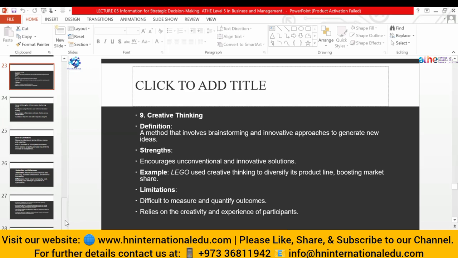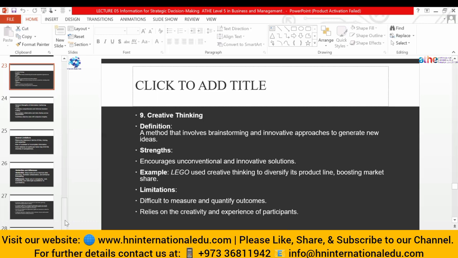Example: Lego used creative thinking to diversify its product line, boosting its market share. Why did they use creative thinking? You can make just one thing for a longer period of time if you have good branding and a loyal customer chain. But if you are more creative and innovative, then definitely you are going to have a larger market share in the industry. Then we have limitations.